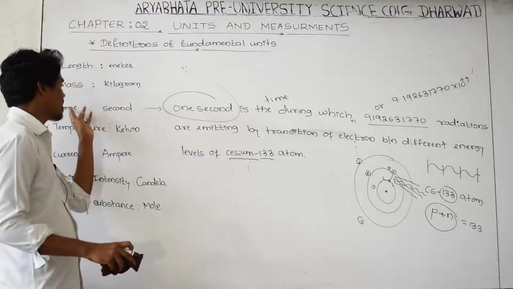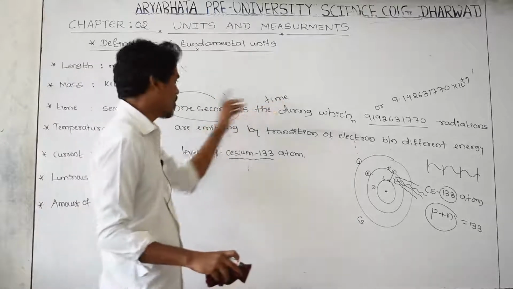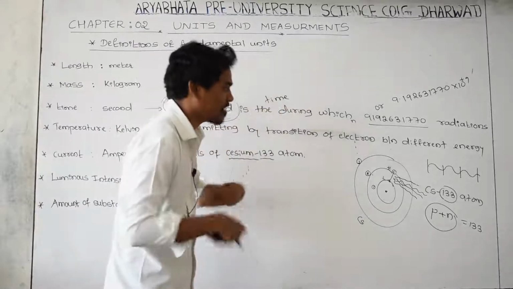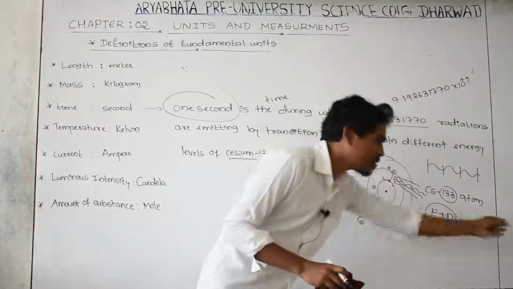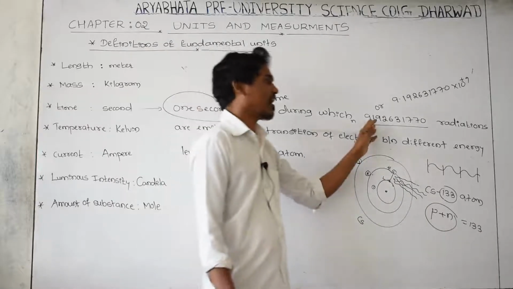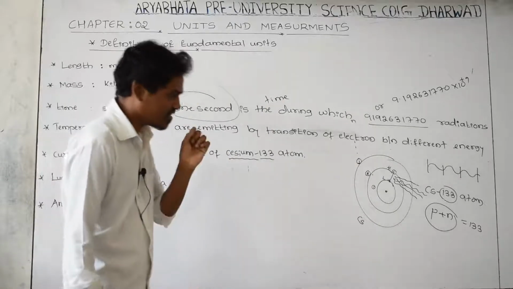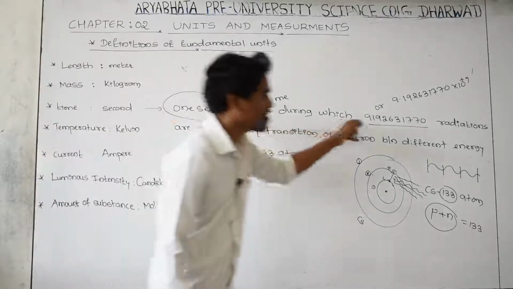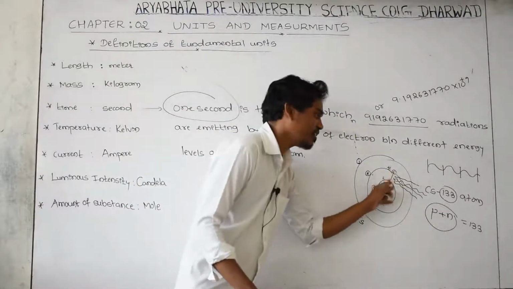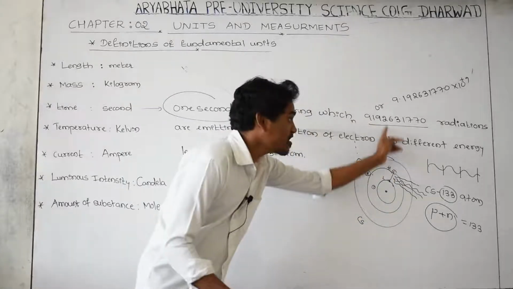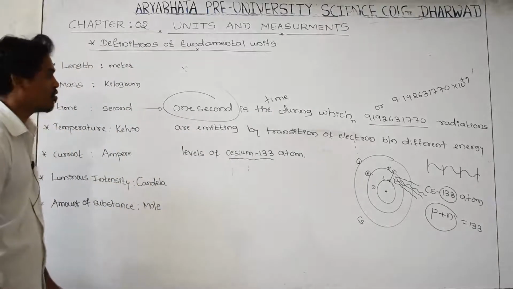What is the SI unit of time? That is the second. How to define 1 second? 1 second is nothing but the time in which, how many radiations are emitting from the cesium atom? That is 919 crore 26 lakh 31,770 radiations. In this much of time, this much radiation is emitted from the cesium atom whenever the electron makes a transition between different energy levels. And in order to emit this much radiation, the time required, that time we are going to call 1 second.